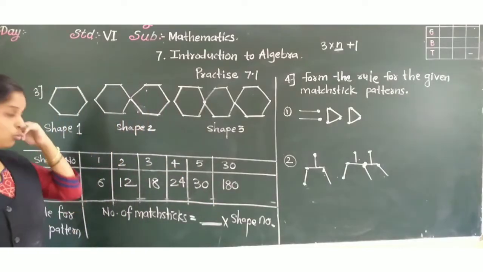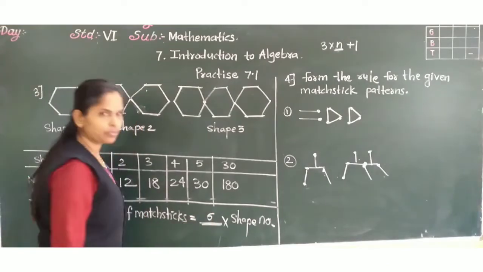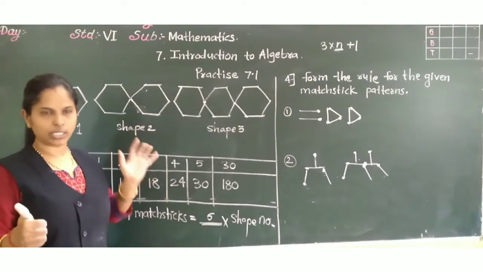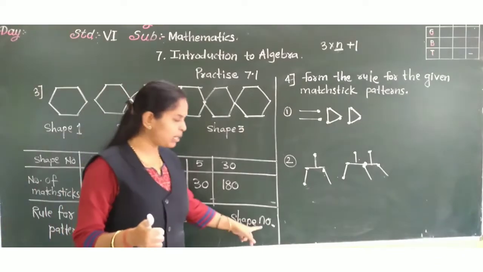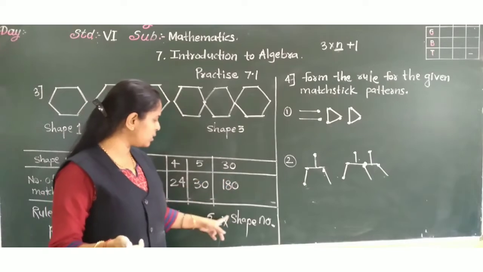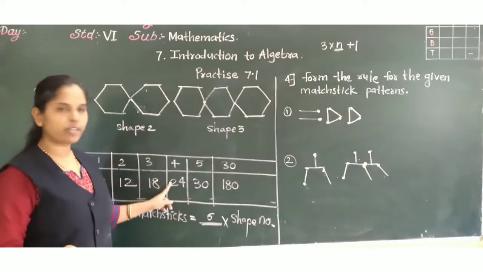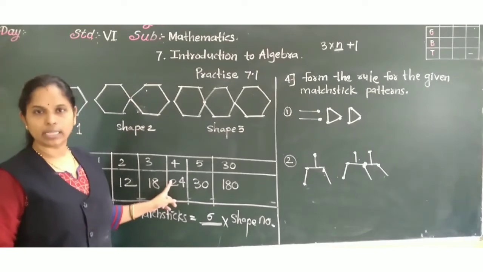So how to write the rule for that? Number of matchsticks is equal to 6, since every shape requires 6 matchsticks. So 6 into the shape number. How many shapes are there? So if suppose 30 are there, that is 30 into 6, 180. If 4 are there, then 6 fours are 24 matchsticks will be required in that way.